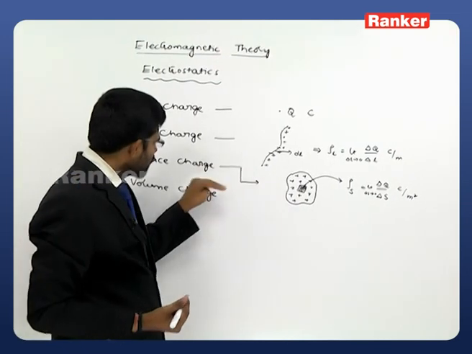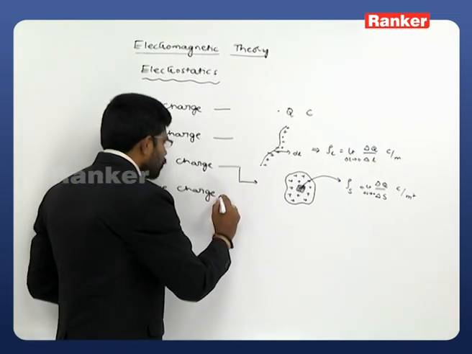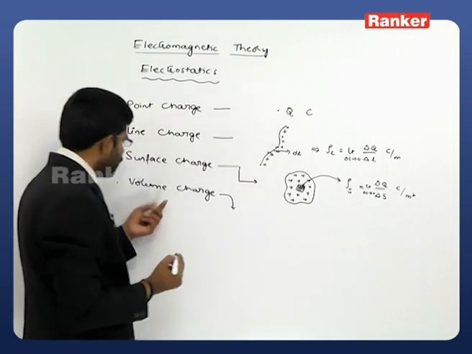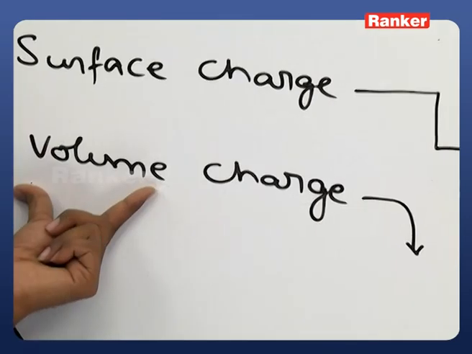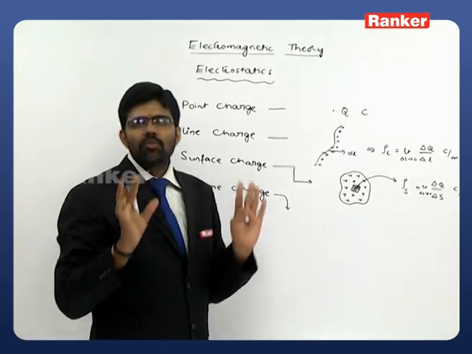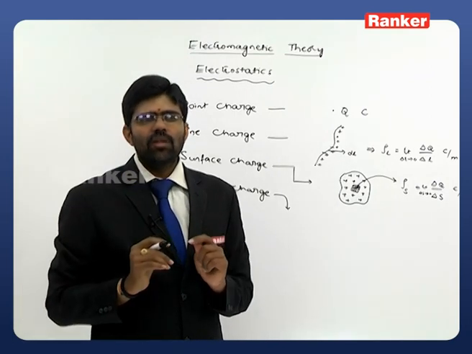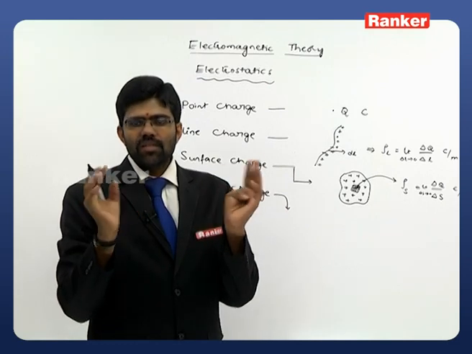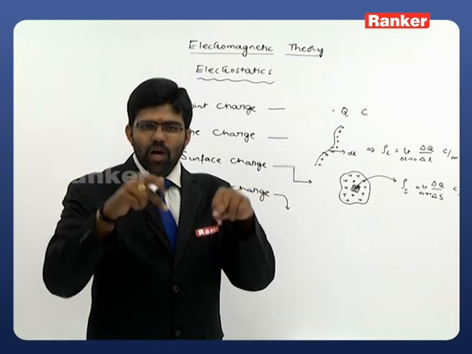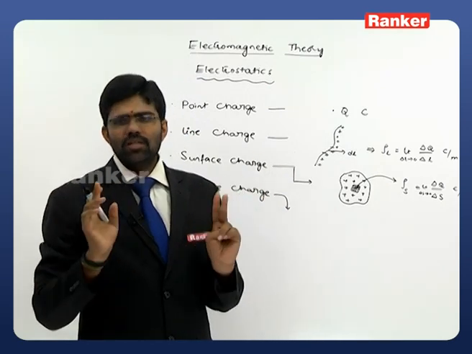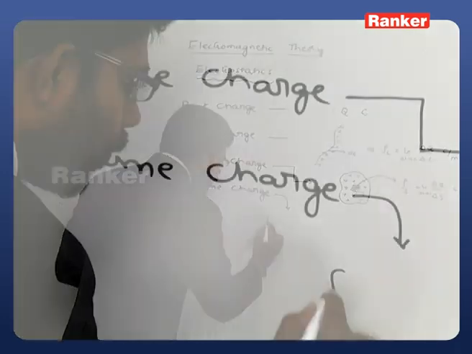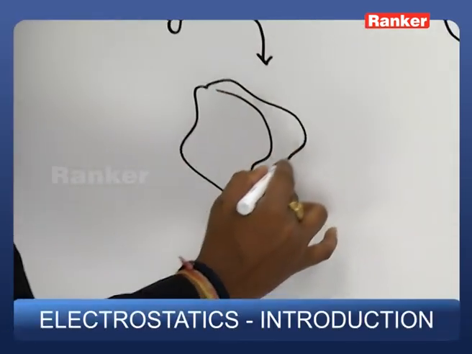Now we are moving to the third type of charge, which is volume charge. The name itself once again indicates that for any given volume the charge was uniformly distributed. How was the charge distributed? Within that particular volume we are considering. It is not on the surface, it is not along the line. Within that volume the charge was uniformly distributed. So consider a volume, it's a three-dimensional one.